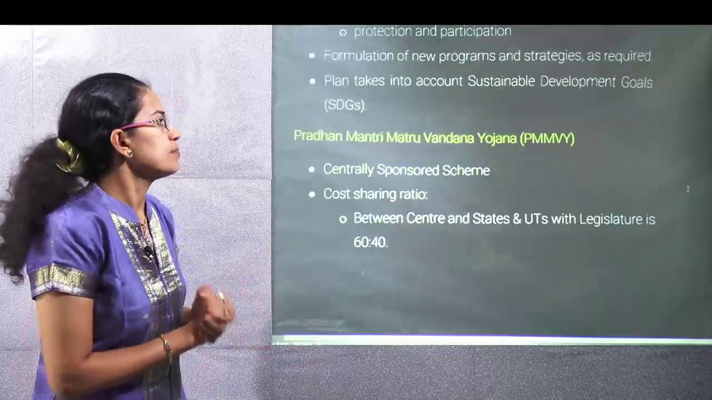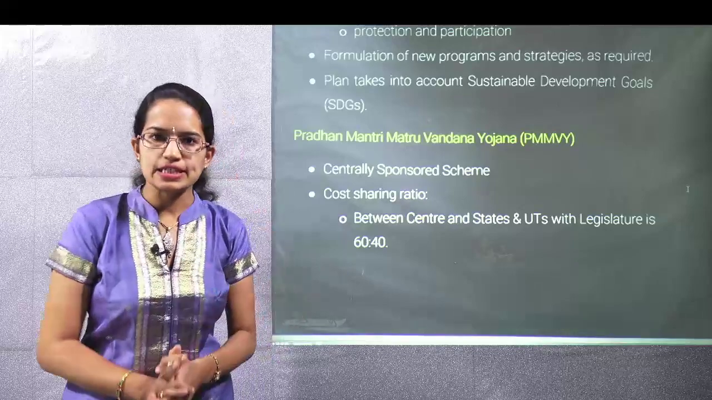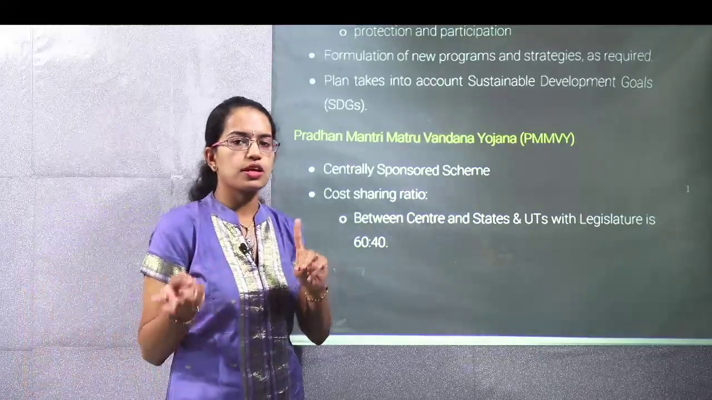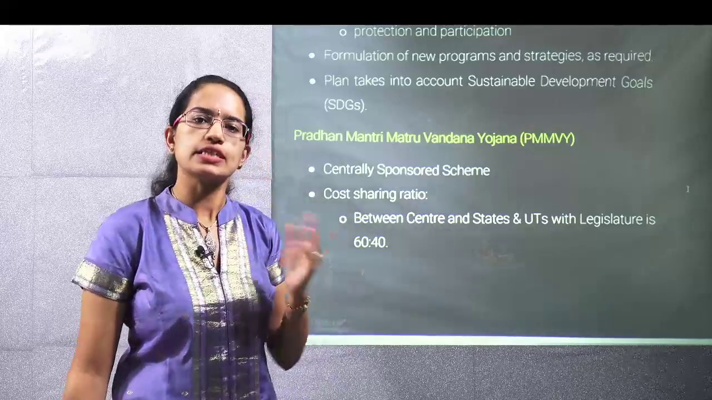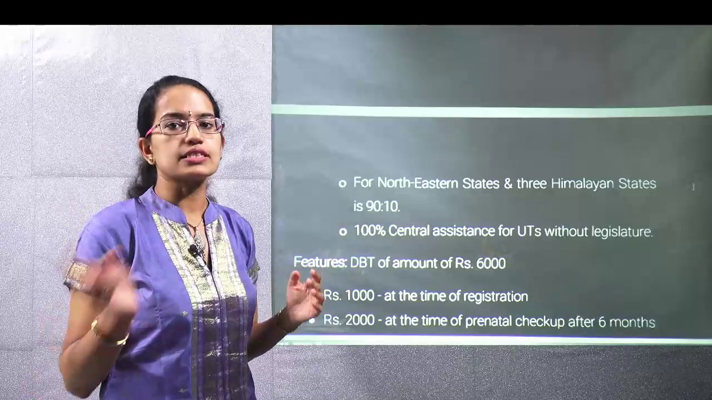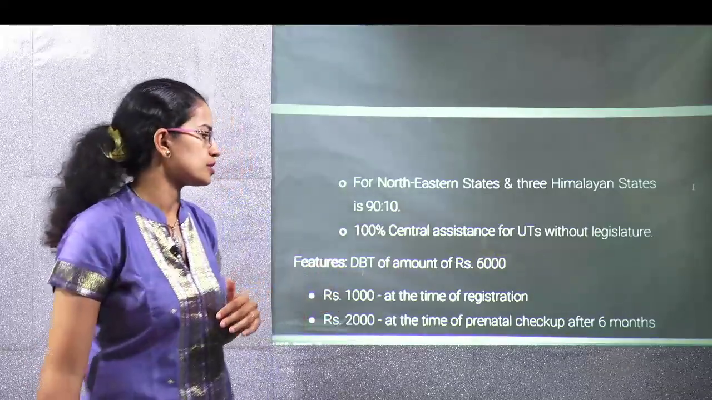The next is Pradhan Mantri Matru Vandan Yojana. It's again a centrally sponsored scheme. Now the cost sharing ratio varies. So if it is between center and state, it's in the ratio of 60-40. For the northeastern and the Himalayan states, it's 90-10, and for union territories, it's 100% centrally sponsored.